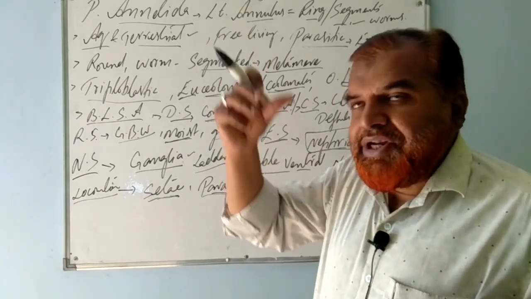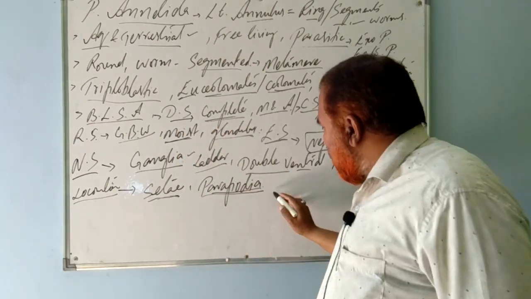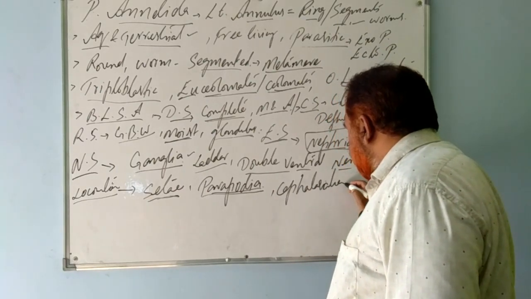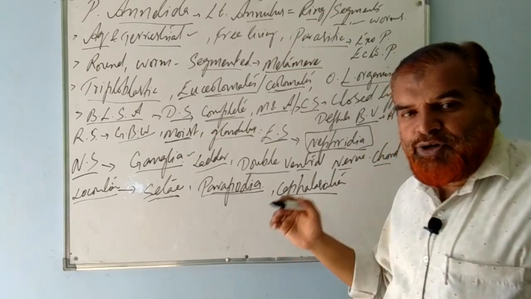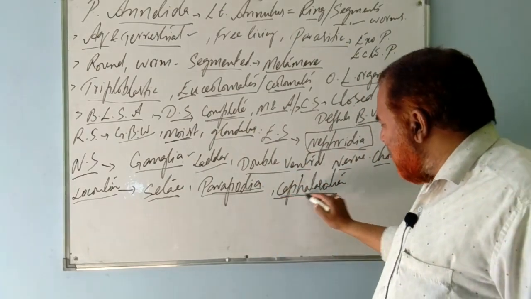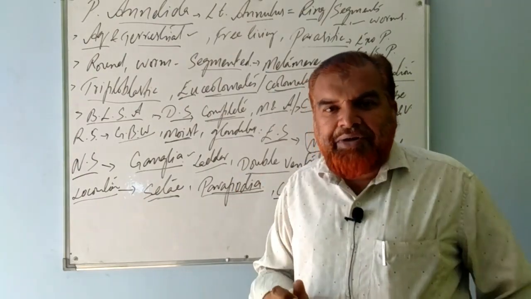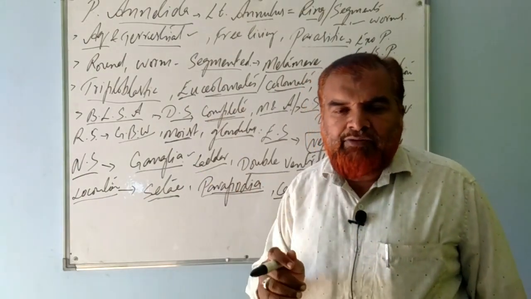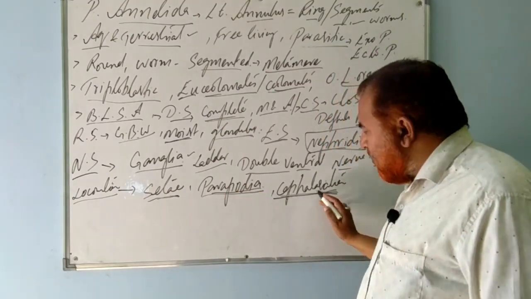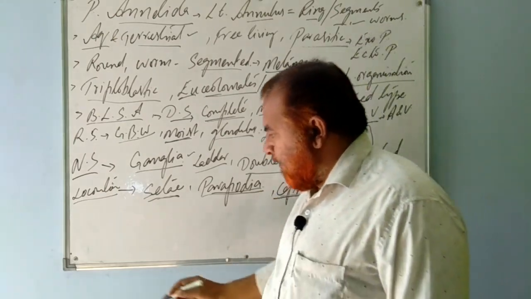Clear? Then few segments in the anterior region, which region? Head region, anterior region. Few segments combine together to form cephalization. Cephalo refers to brain, nervous system. Many segments combine to form a large segment like the head region, which possesses a well developed brain. That is known as cephalization. The process of formation of the head region is known as cephalization. I hope it's clear.